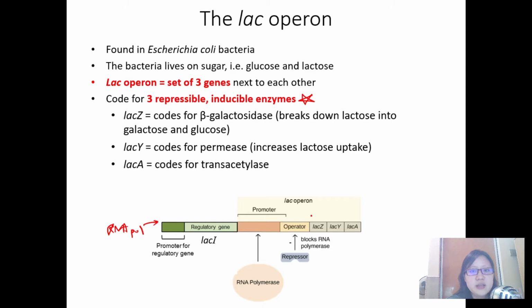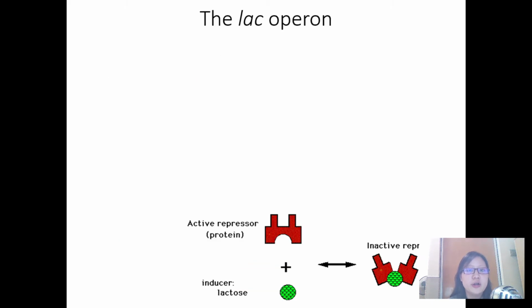So these 3 different enzymes, again, are responsible for the breaking down, the digestion, of lactose in the bacteria. Now, again, they are repressible and inducible, which means they can be switched off and switched on in the presence of a substrate. So how does this occur? A lot of this has to do with the regulatory gene, which is nearby, and the regulatory gene is called lac I.